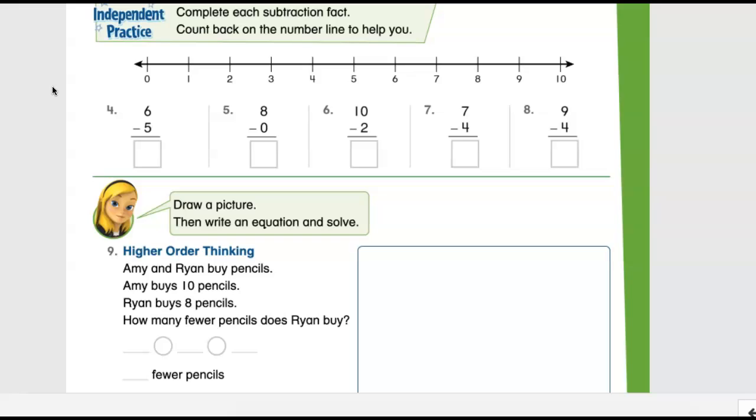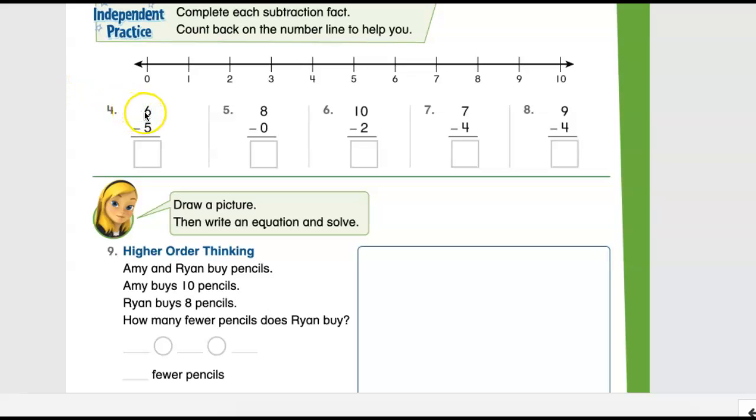Now let's get started with our independent practice starting on page 79. Our independent practice directions say to complete each subtraction fact. Count back on the number line to help you. So boys and girls, for number 4 through 8, we are just doing exactly what we did in guided practice.